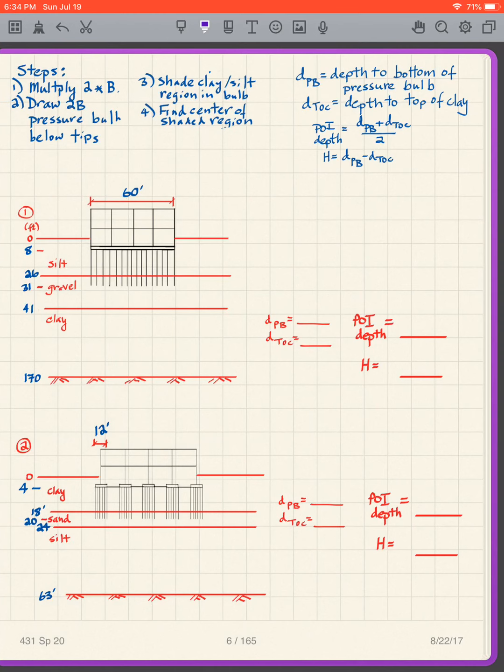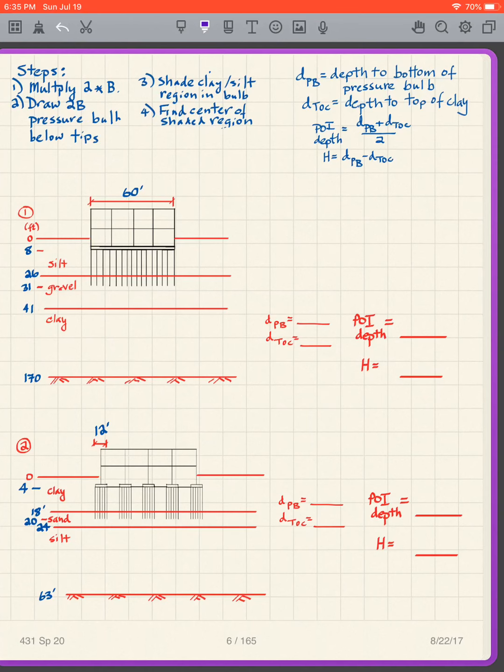Okay, so to refresh your memory, we're going to calculate the point of interest depth and the H, which is the thickness of the compressed soil, or the thickness of the soil that we're going to compress, I guess is a better way to say it. How did we do this? It's pretty straightforward. Here are my steps.